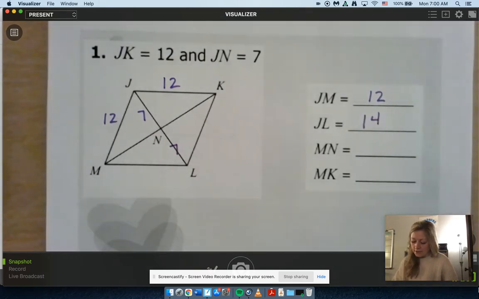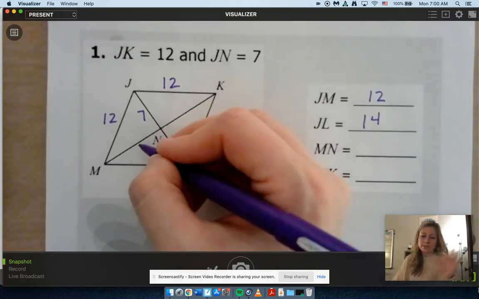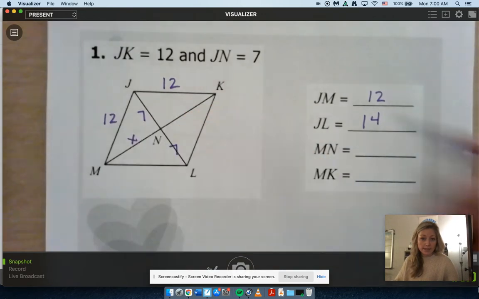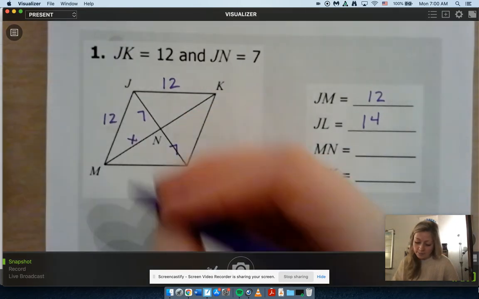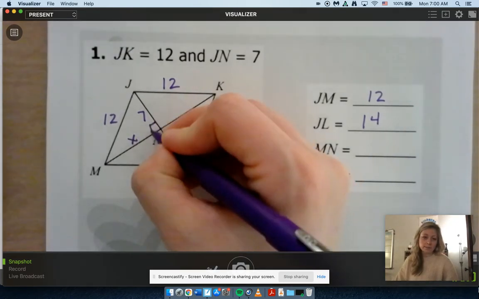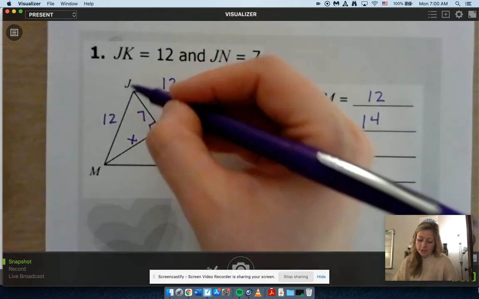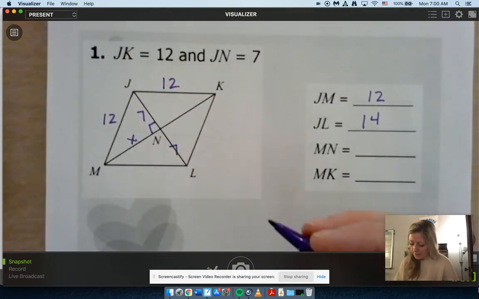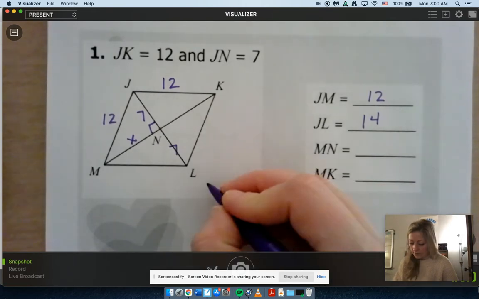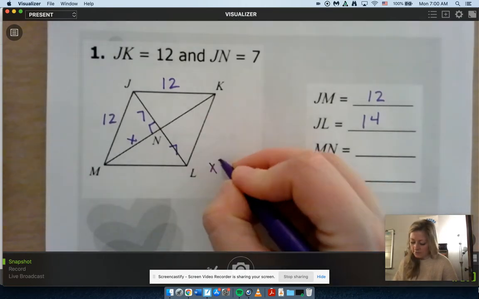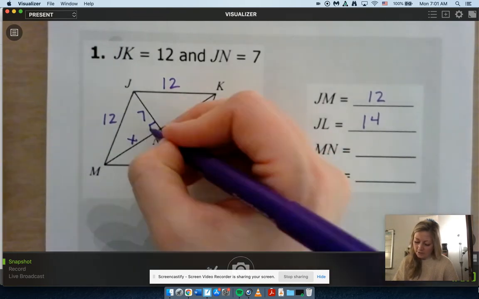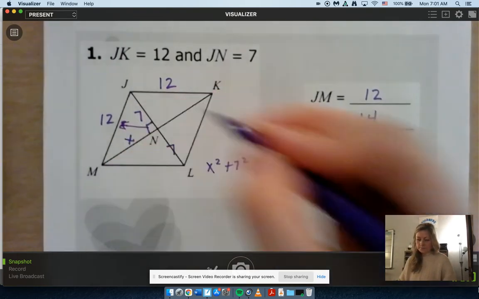MN, I know you want to say 7. It's just not that easy. We don't know what it is, but luckily we can find it. Since we know it's a rhombus, this is a right angle. And now do you guys see how we have a right triangle here? So we just have a little Pythagorean theorem on our hands. Not too bad here. So we'll have x squared plus 7 squared equals 12 squared. Remember, your hypotenuse is the one across from that right angle.